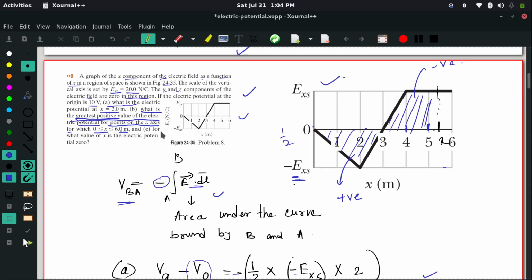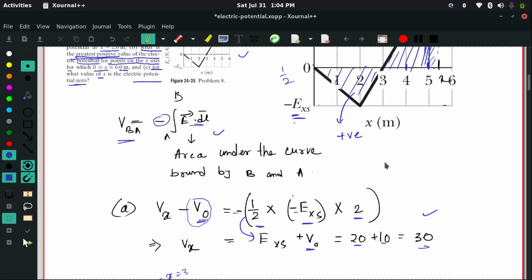So that is what the next question is about. Okay, so for what value of x is the electric potential 0? Okay, so they are asking at which x you could calculate this potential that will give you a net zero result. Okay, so we'll be a little smart about this problem, and we will try to do this with as few steps as we can.